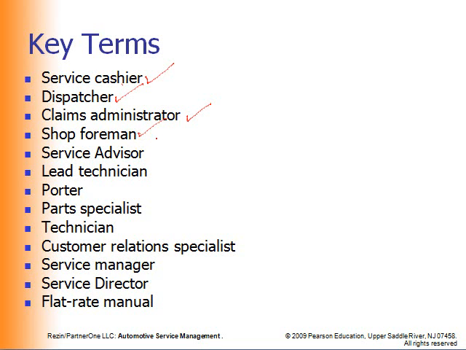Now the service advisor is the customer contact. He's the one that's talking to the customer. The first one the customer sees when he gets to the shop. Okay, he prepares the repair order document, makes sure he asks the right questions to help lead the technician on the correct path to diagnosing it.